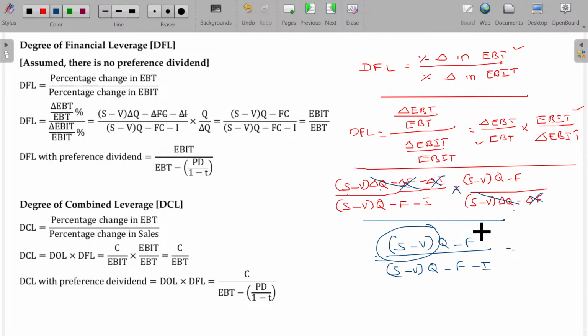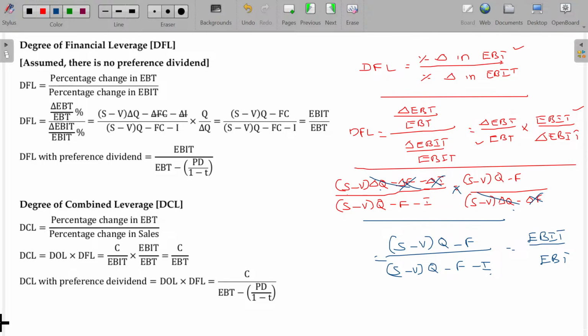So this will be contribution. If you subtract the fixed cost, then you will be getting EBIT. From the EBIT, if you subtract the interest, then you will get EBT. Hope you will now be able to understand the derivation of these two formulas. Clear? Of course, derivation is not a matter for you, not required also.